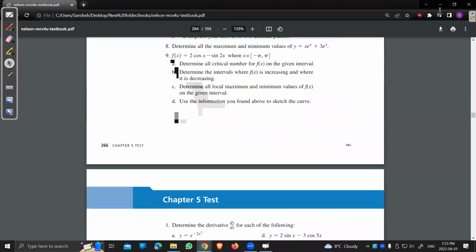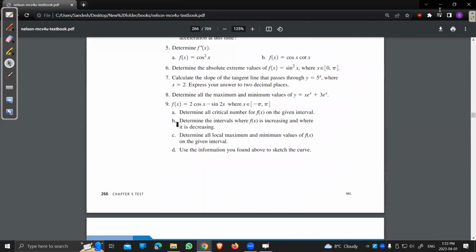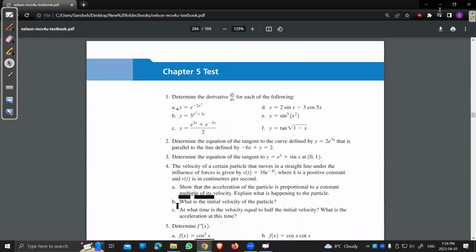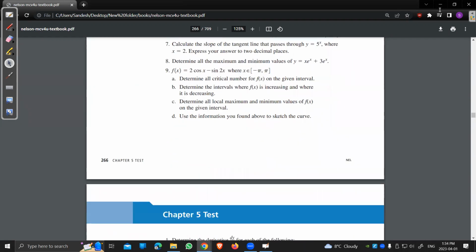Wait, what? This page repeats. Look at this. This is so weird. 266, 266. This entire page just repeats right here.